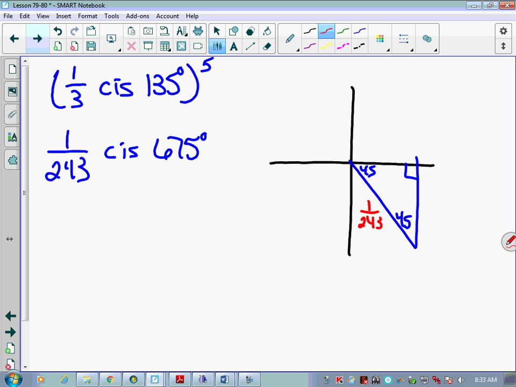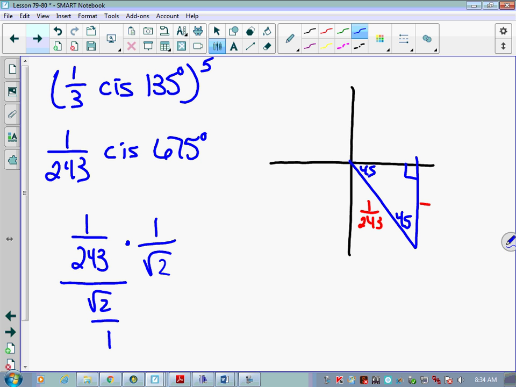Okay, but I still need the x and the y coordinate. I know that the y coordinate is going to be negative because of where it's located. And because it's a 45-45-90 triangle, I know that my ratios are 1 to 1 to radical 2. So if I have the hypotenuse, what do I have to do to find one of the other sides? Divide by radical 2. Very good. So if I've got 1 over 243, and I want to divide by radical 2, I'm essentially dividing by radical 2 over 1, I'm going to end up multiplying by the reciprocal, correct? Okay. So you could look at that as, if it helps, multiplying by 1 over radical 2.